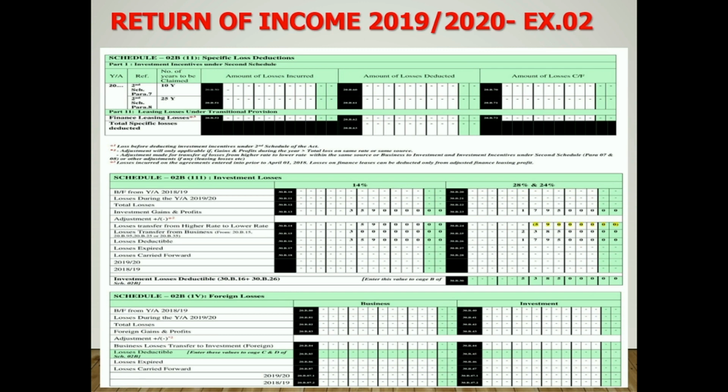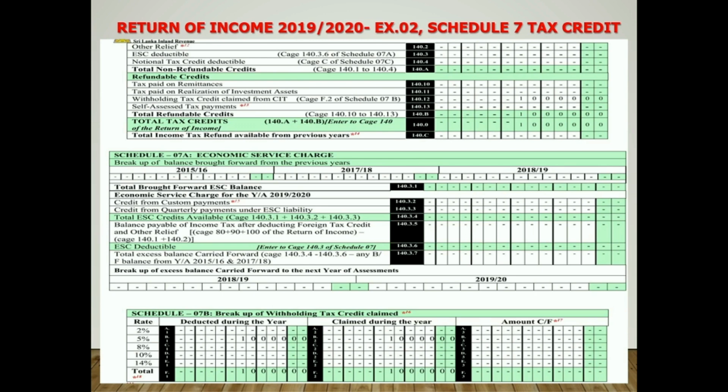If you have foreign losses, you have to declare the same under subschedule 2B4, but in my example I don't have foreign losses. Then the tax credit schedule should be filled.